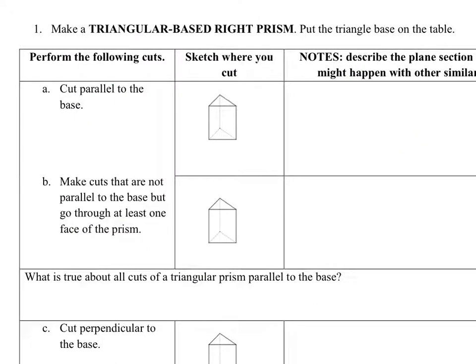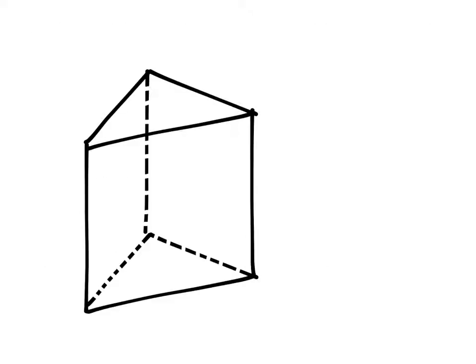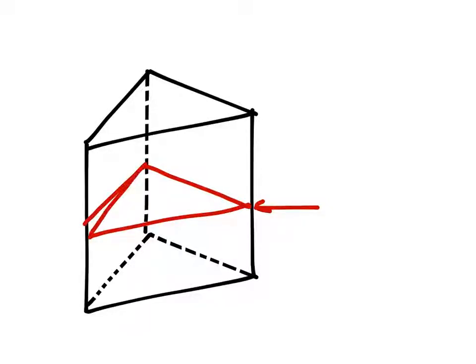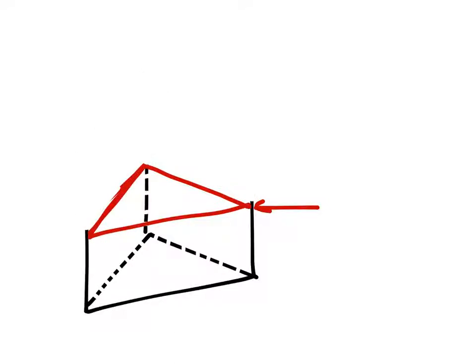So with these triangular-based right prisms, we're going to cut first parallel to the base. Parallel to the base means that I'm going to take my razor blade and cut starting with this corner going horizontally straight across. So I could say that I'm going to place the blade across that line if I wanted to. And if I went all the way to the edge, then we would get something more like this. All right, so let's clean that up. Bam. So what shape did we make by cutting this parallel to the base? Triangle.